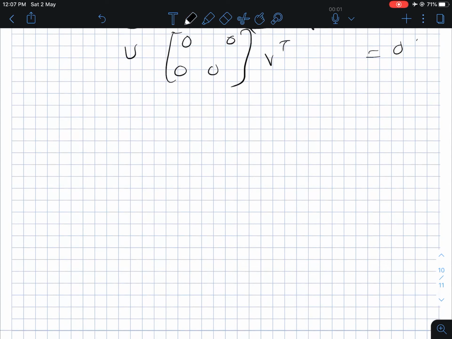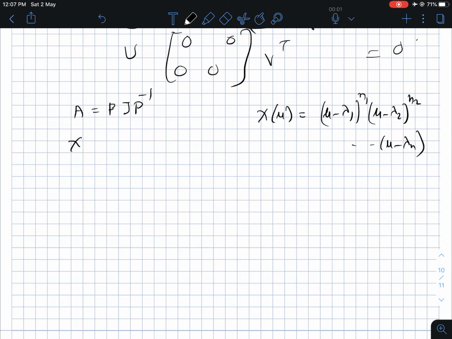So you have A equal to P J P inverse now, for A non-symmetric. And let's say, for the same reason, your eigenvalues are: (mu minus lambda 1) to the n1, (mu minus lambda 2) to the n2, and so on, (mu minus lambda k) to the nk. Okay, so let's say these are your eigenvalues.